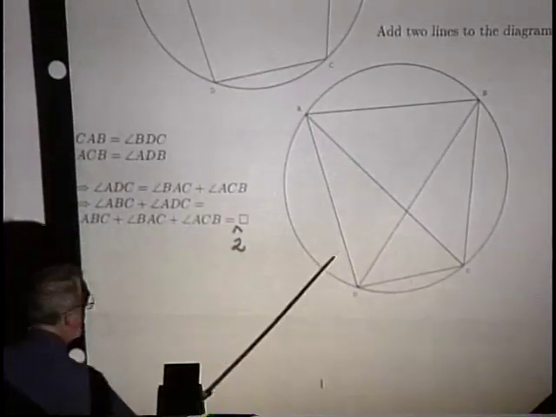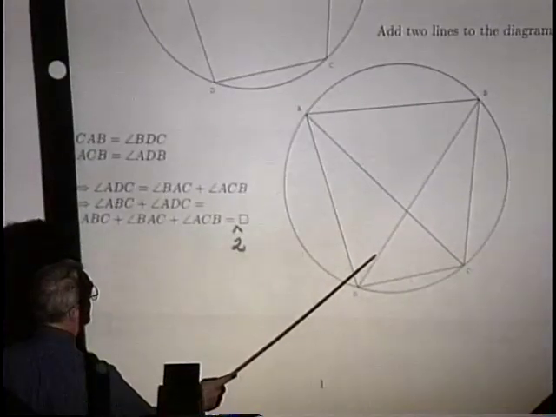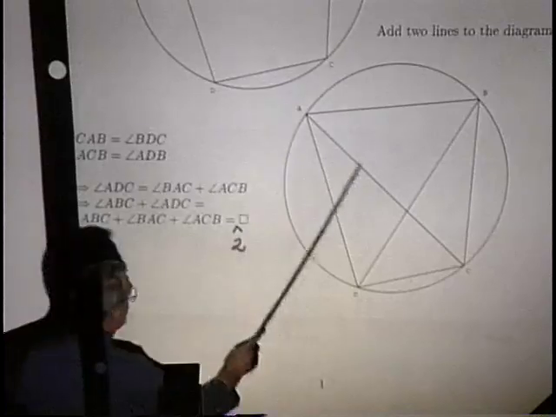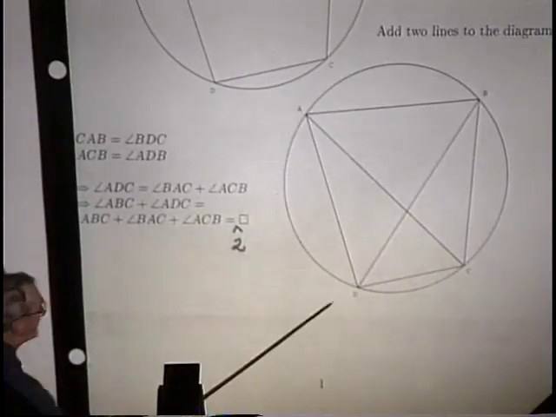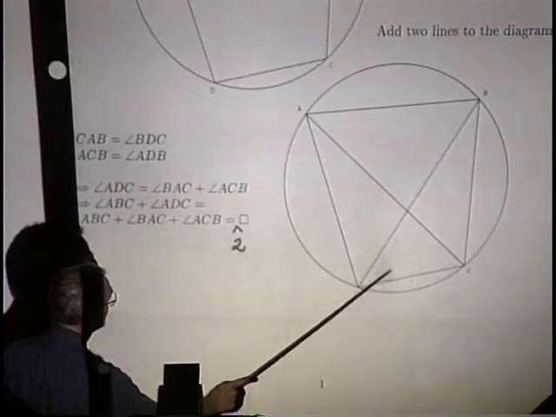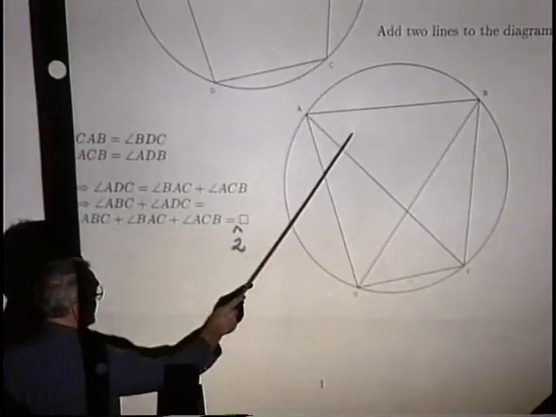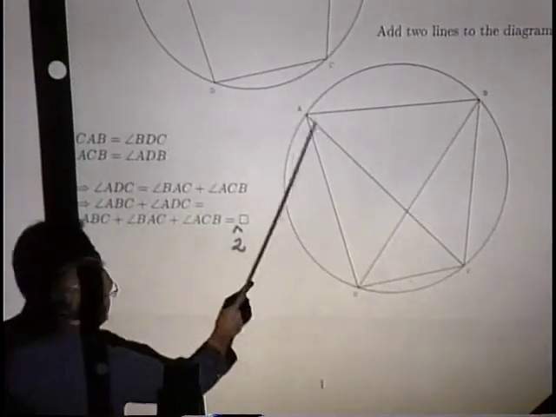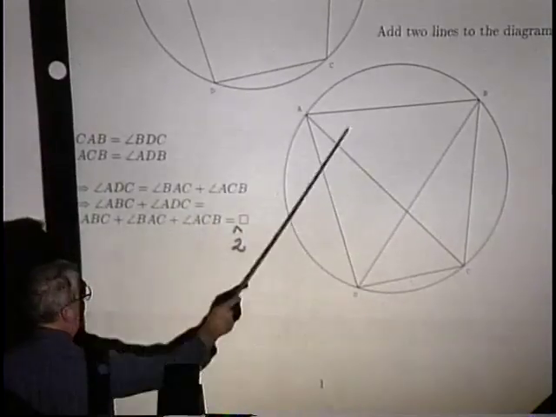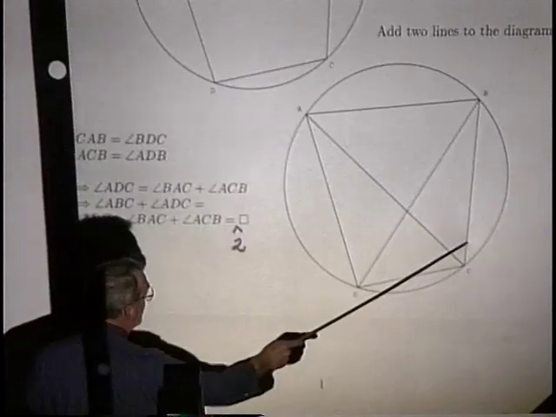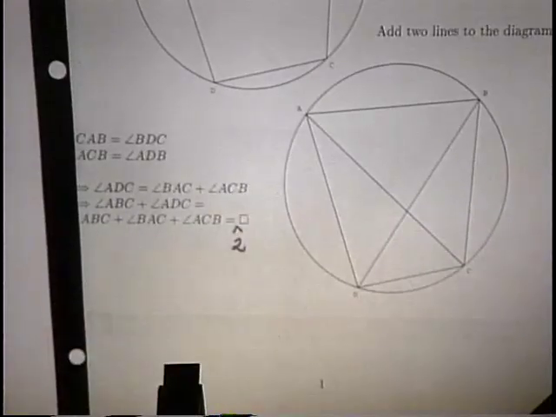But this one is ACB, just that. And the other one, this angle is equal, by what we just said, to this one, which is BAC. So this angle is actually equal to this plus this. Got that straight?